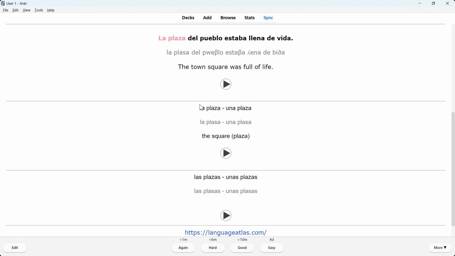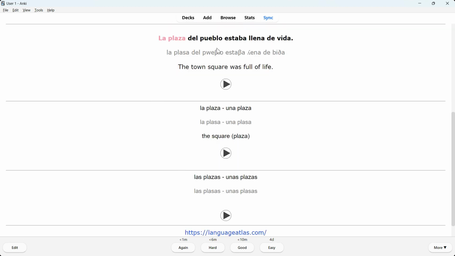The second area is what I like to call the singular area, and we have the singular noun both in its definite form and in its indefinite form. We have the IPA notation, we have the English translation, and we have the audio. La plaza, una plaza. And again, we have the plural area, where we see the noun in its plural form. Las plazas, unas plazas.